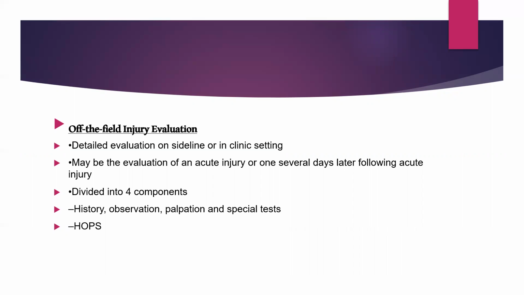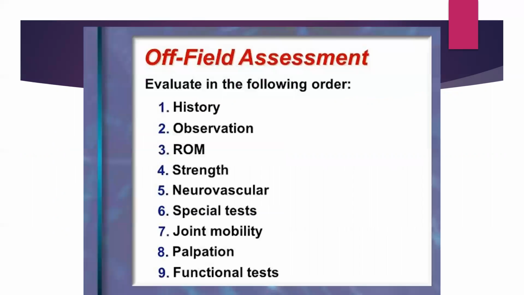In the HOPS, we evaluate in the following order. First, we take the history of the patient. Then we observe the patient. We see the general condition, if there is any scar, swelling, or tenderness. Then the range of motion. Then we check the strength of the patient, neurovascular, the special test, then the joint mobility, then we palpate, and then the functional test.